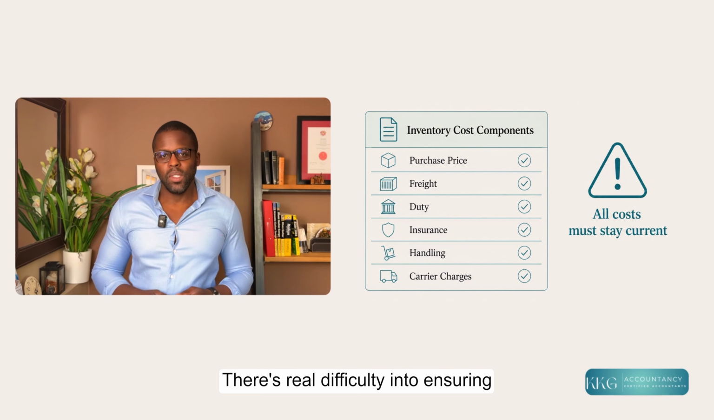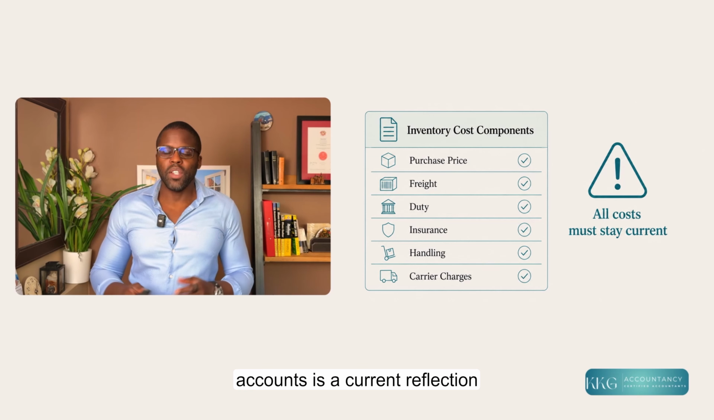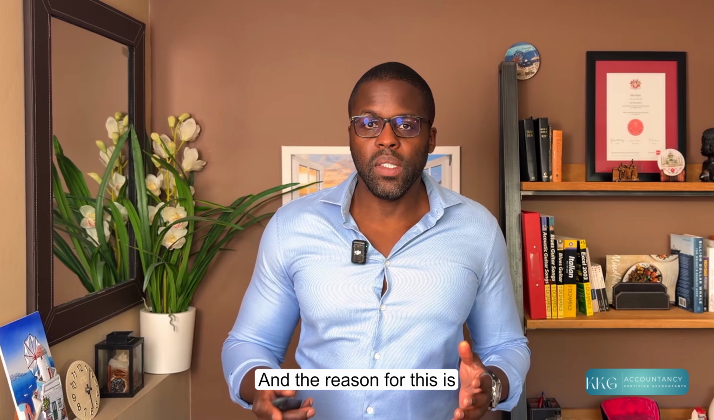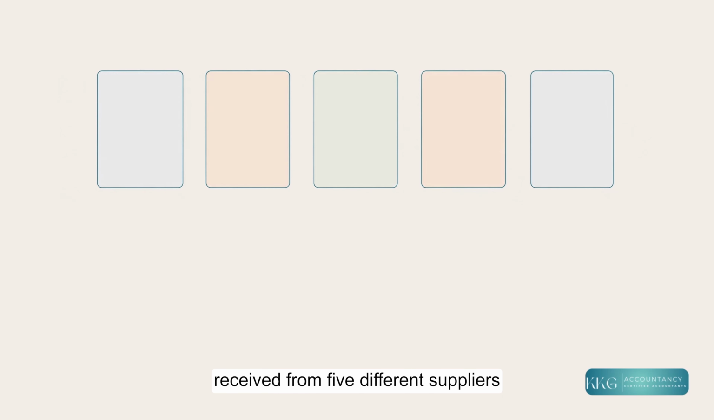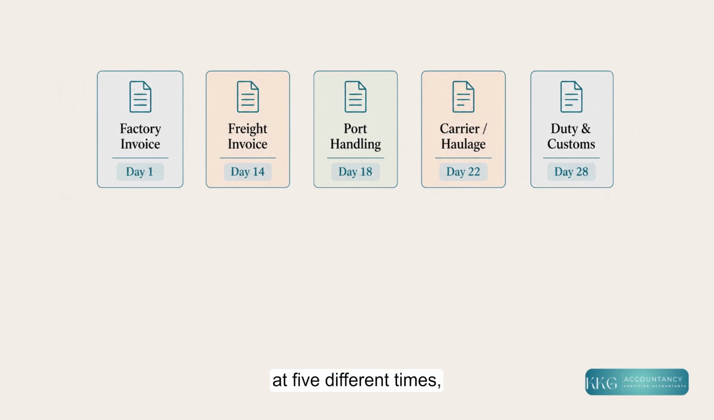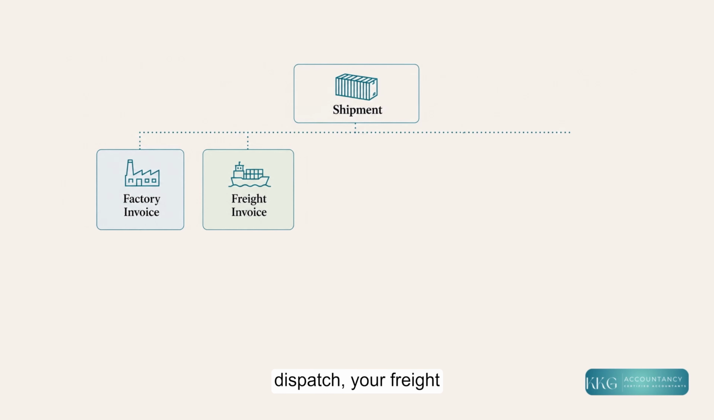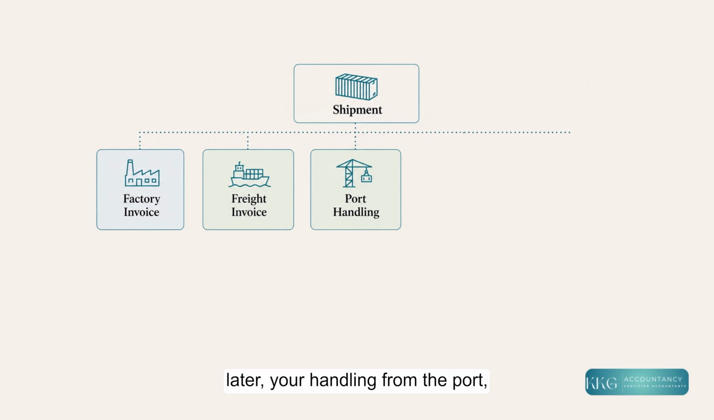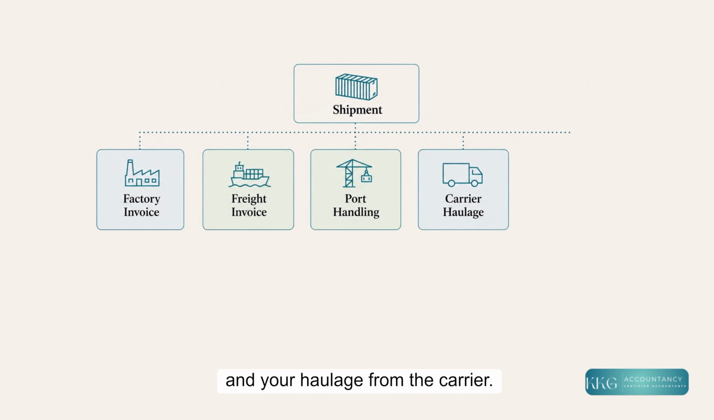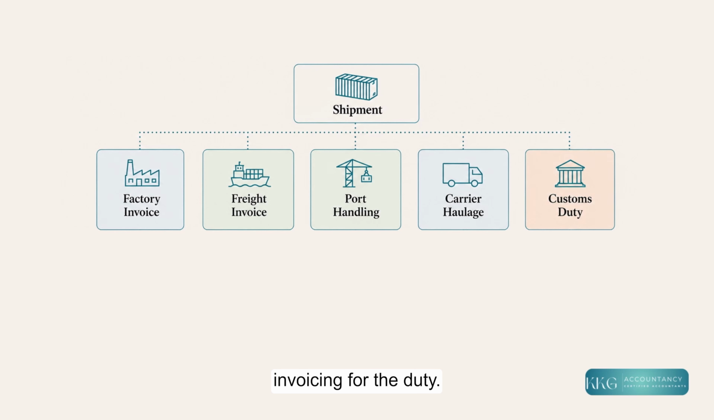There's real difficulty in ensuring that your landed cost reported in your management accounts is a current reflection of your level of spending. And the reason for this is there can be up to 5 different invoices received from 5 different suppliers at 5 different times, all related to one shipment. Your factory invoice upon dispatch, your freight a couple of weeks later, your handling from the port, and your haulage from the carrier, not to forget the customs invoicing for the duty.